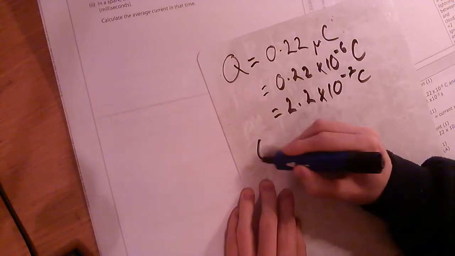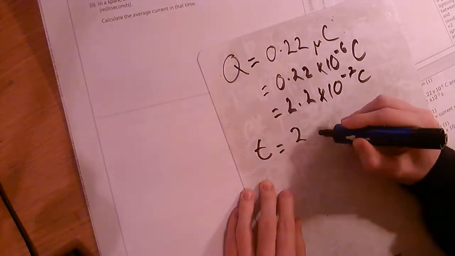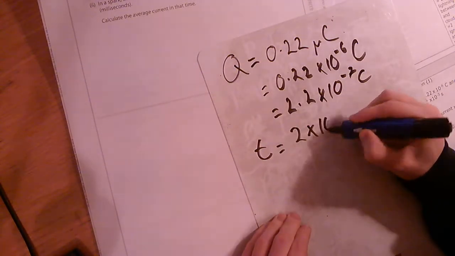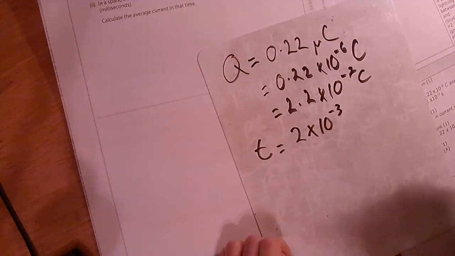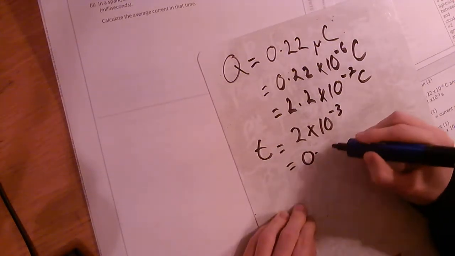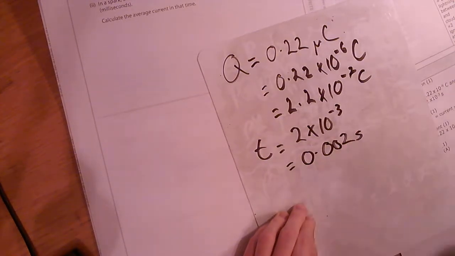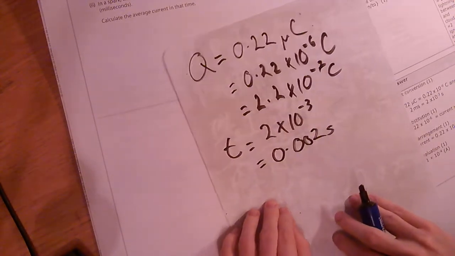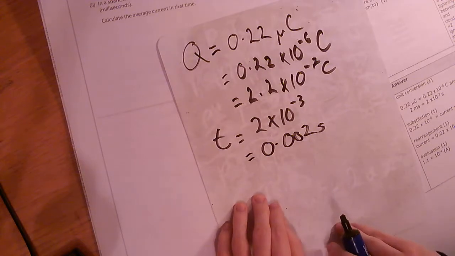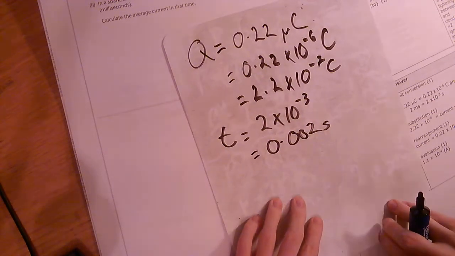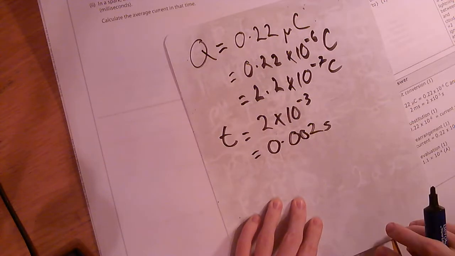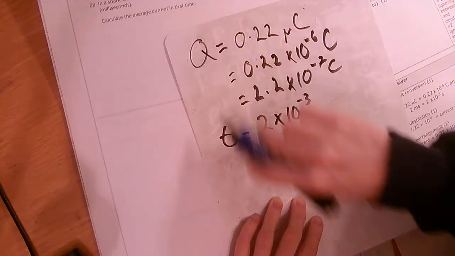And we've got a time of 2 milliseconds, so that's 2 times 10 to the minus 3. Or alternatively, you can think of it as divide by 1,000. So that's going to give you 0.002 seconds. So we've done our unit conversions. We're good to go on those. The last thing we have to do is put the equation together.